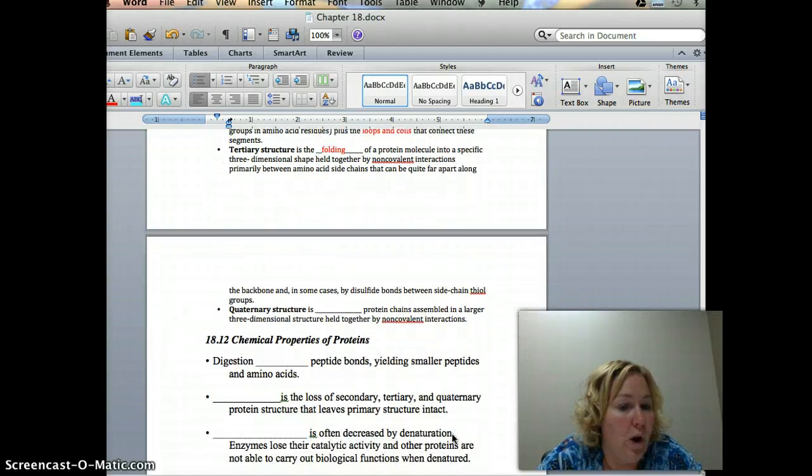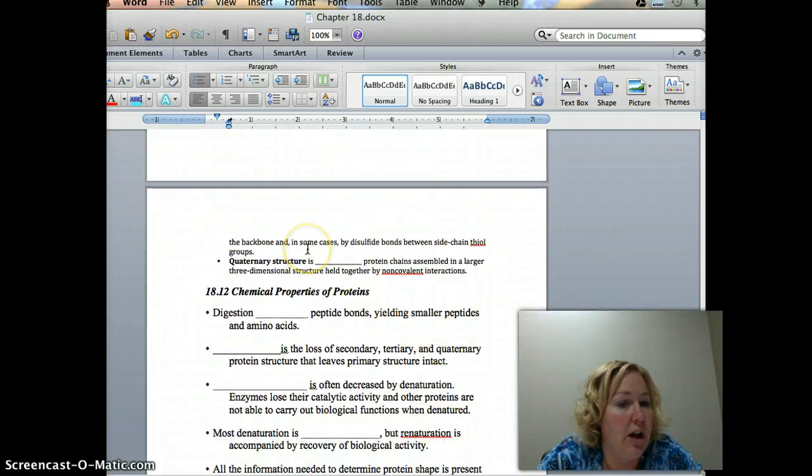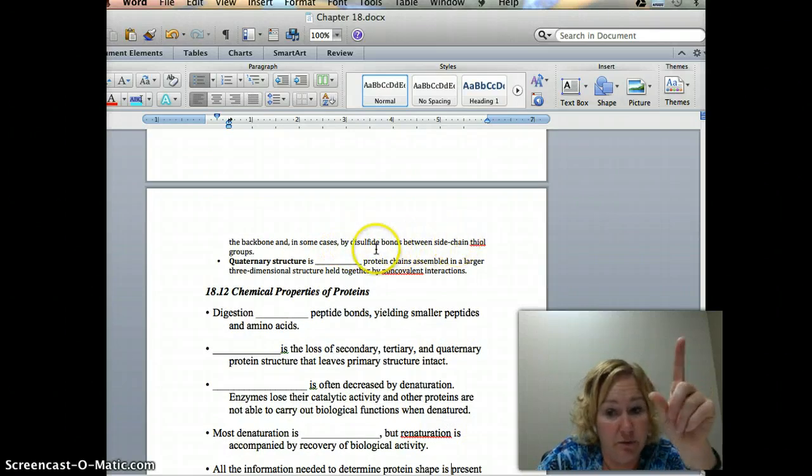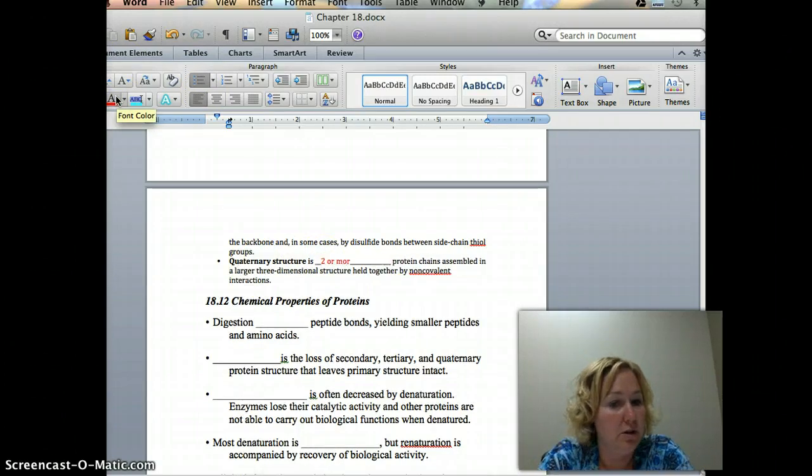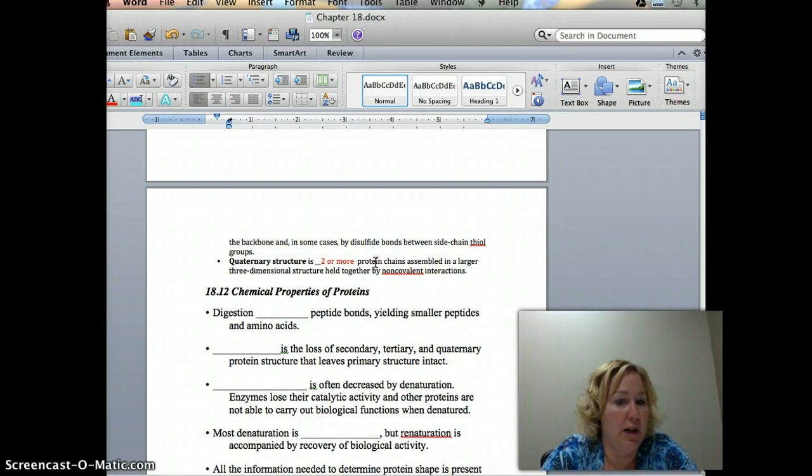Okay, quaternary structure. Also what's happening is disulfide bonds. Don't forget the disulfide bonds, they're important. Quaternary structure is 2 or more. So now 2 or more friends. So now we've invited some other proteins to the party and we are making a giant, huge protein. We've invited some more polypeptides to the party and we're making a big, giant thing.